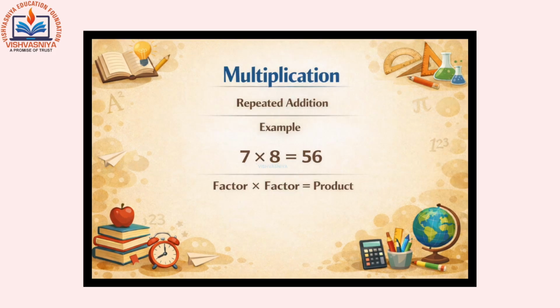Multiplication is a shortcut for repeated addition. For example, 7 multiplied by 8 equals 56. The numbers multiplied are called factors, and the result is called the product.